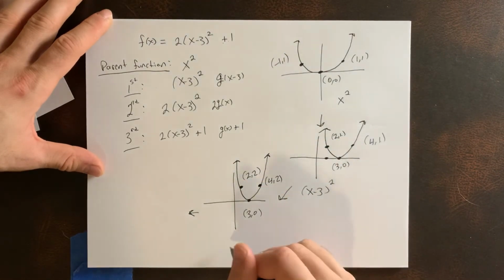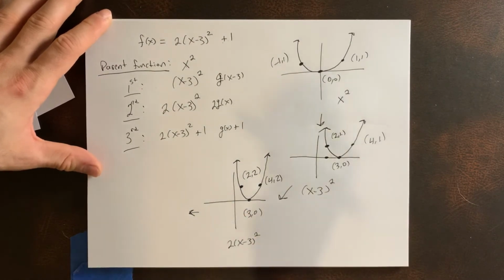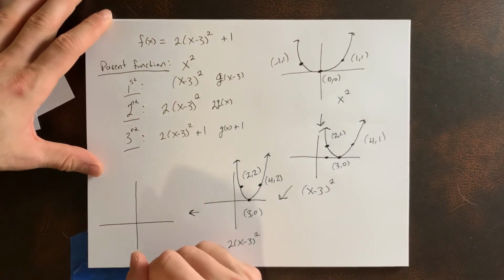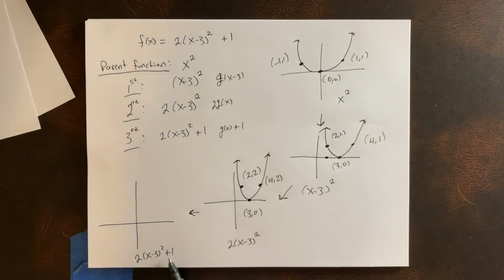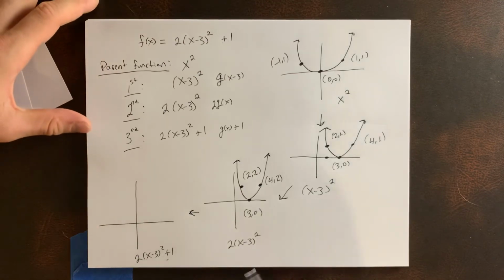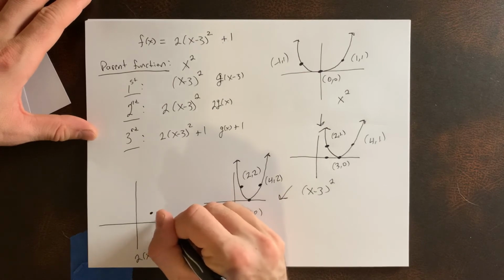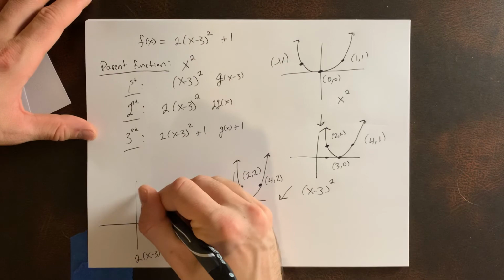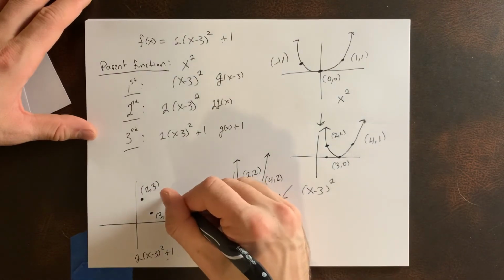Okay, and then the last, so here's 2x minus 3 squared. And so now our last one, which is going to be 2x minus 3 squared plus 1. So now we're doing a plus 1 on the outside of everything. And this means we're going to add 1 to all of our y values. So we add 1 to this y value, we're going to get 3, 1. We add 1 to this y value, we're going to get 2, 3. And then we add 1 to this y value, we're going to get 4, 3.